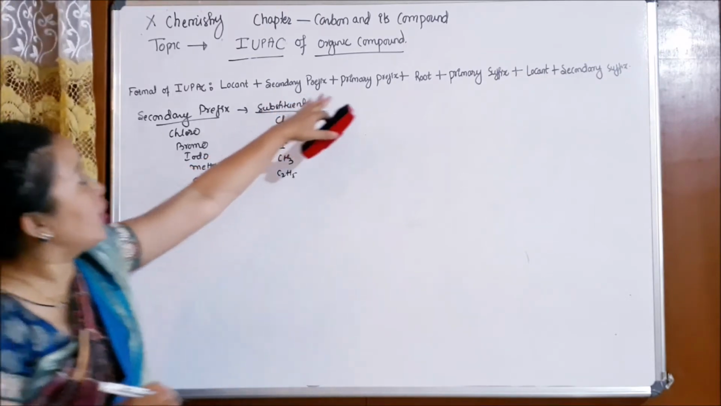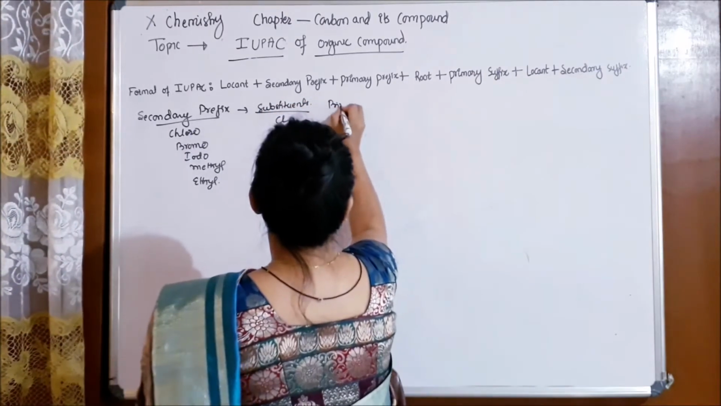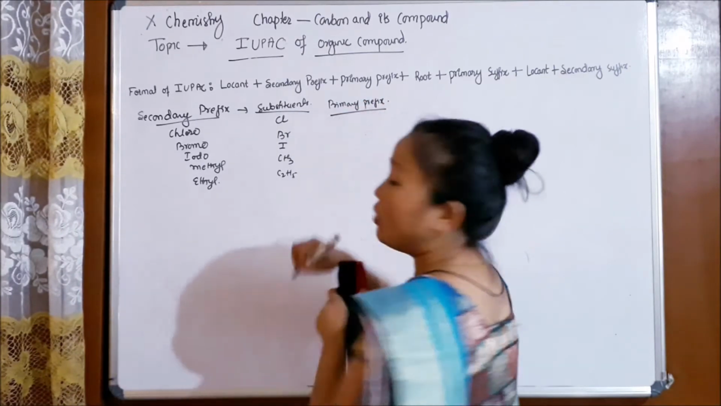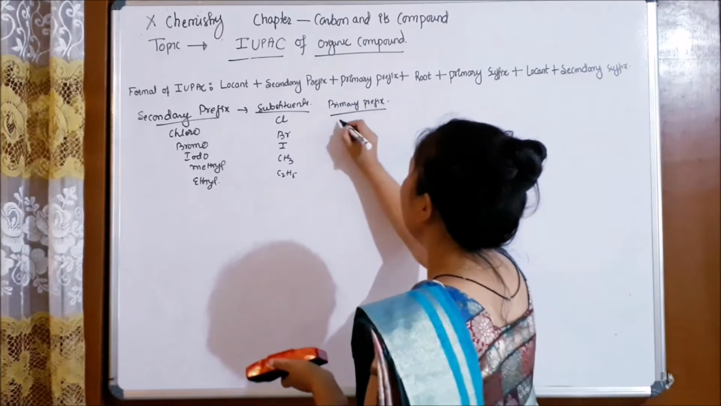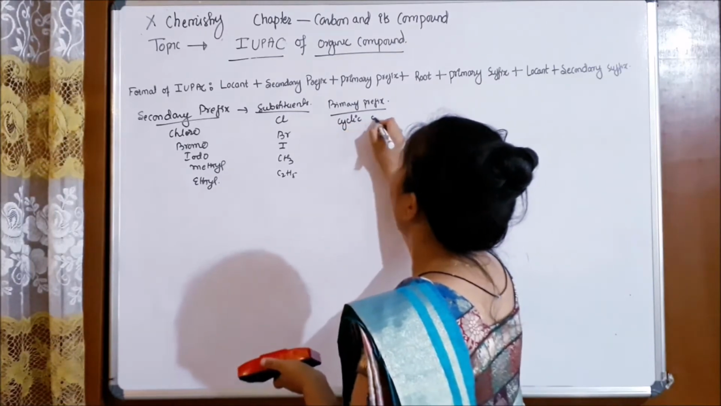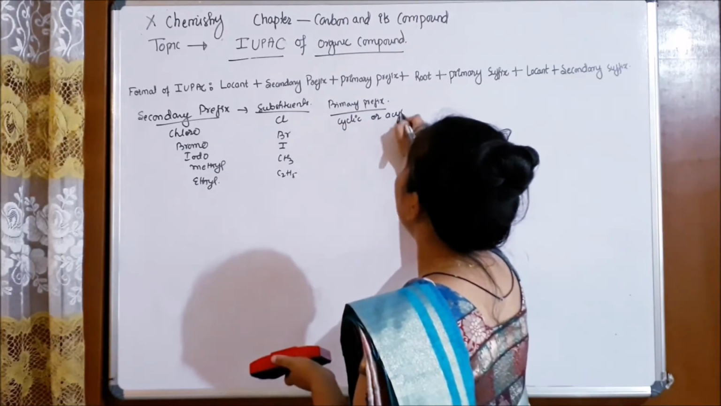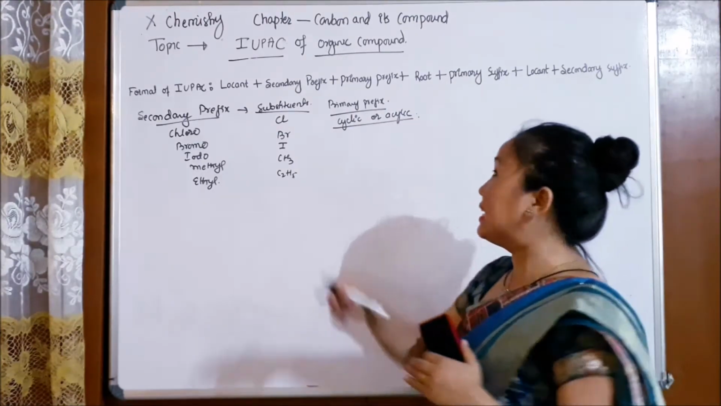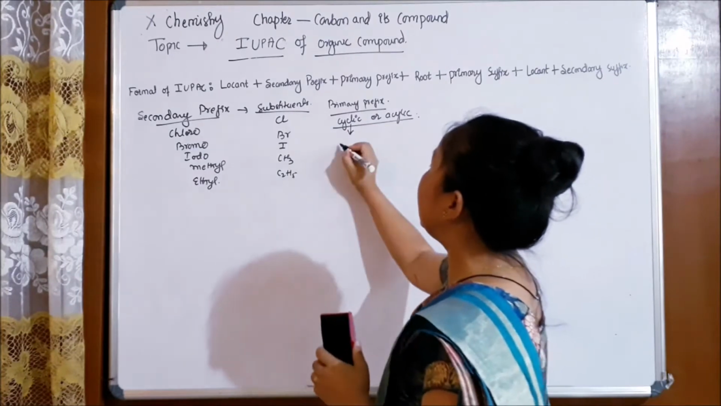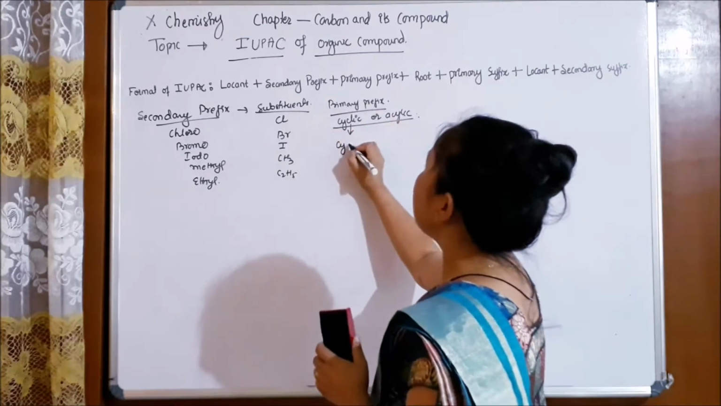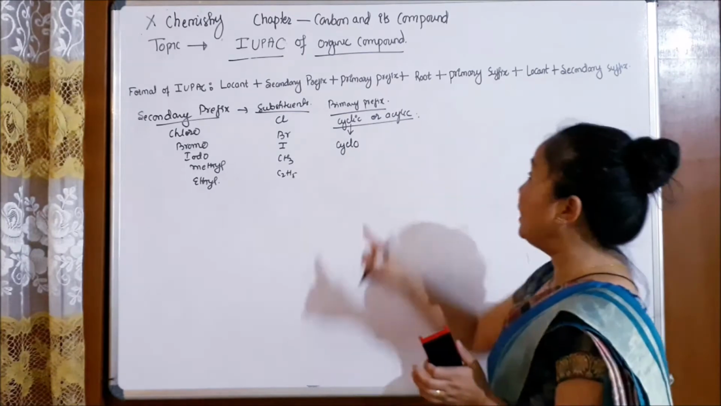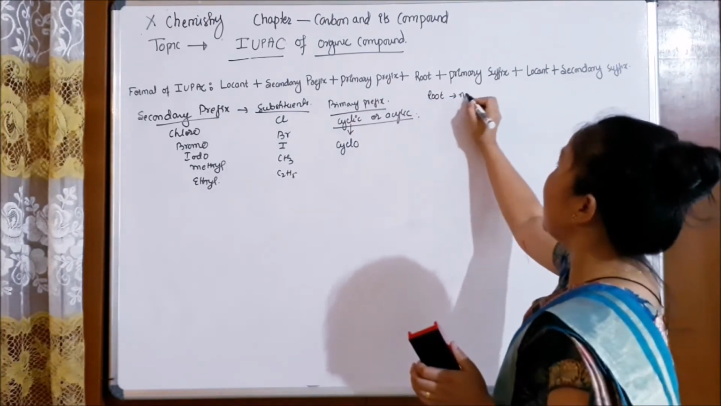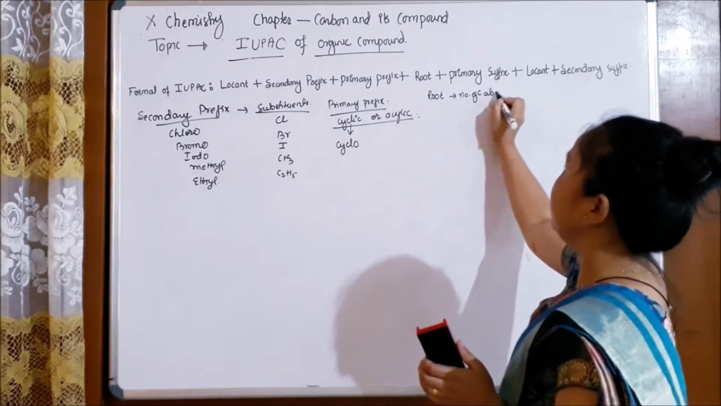Next is your primary prefix. The primary prefix indicates whether your carbon compound is cyclic or acyclic. If your compound is cyclic, then we write the primary prefix as cyclo. Now next is the root, which represents the number of carbon atoms.